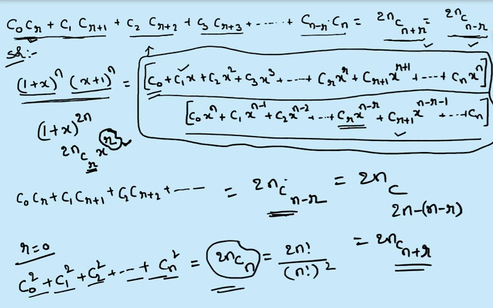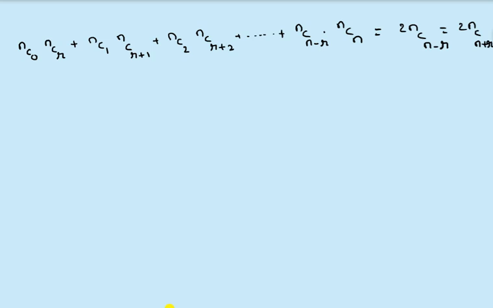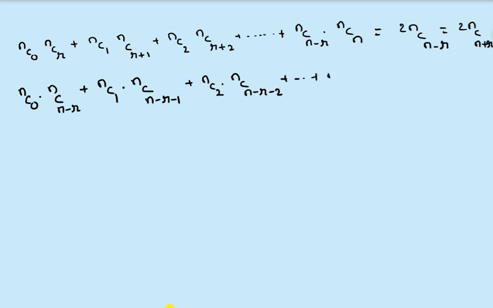The same we can discuss in another way also. See, the result which we proved earlier, we can remember in this way also. Observe here, NC0 NCR can be written as NC n minus R. Next one is NC1 NCR plus 1, which can be written as NC n minus R minus 1. Next one is NC2 NCR plus 2, which can be written as NC n minus R minus 2, and so on, plus NC n minus R. This NC n can be written as NC0.